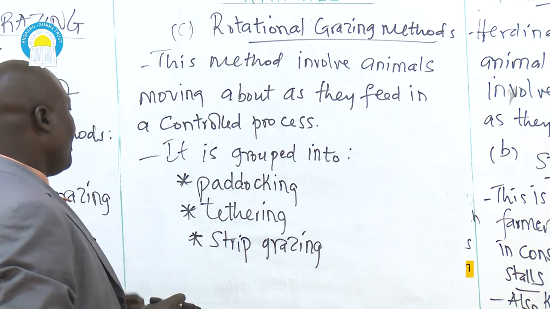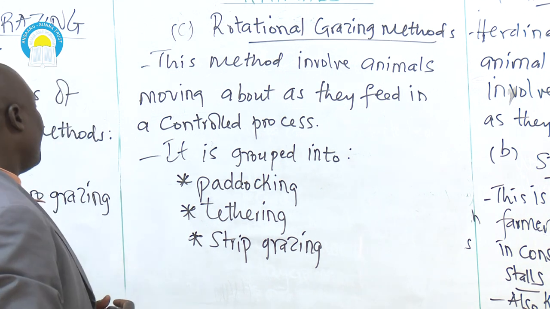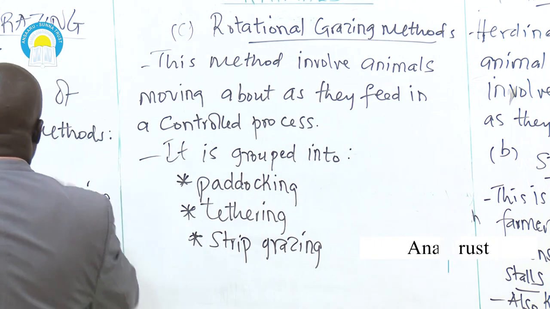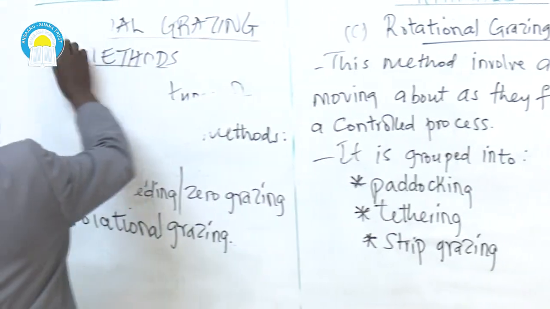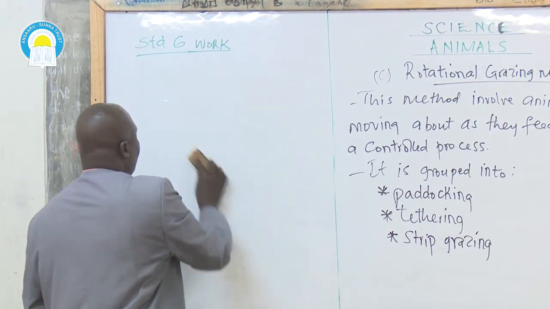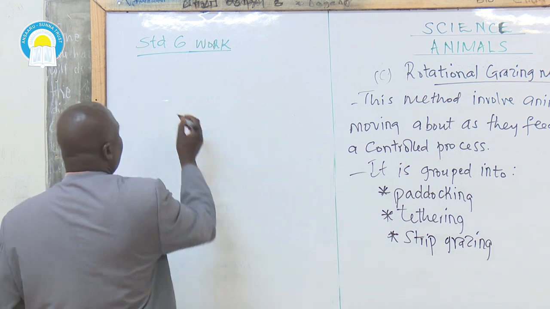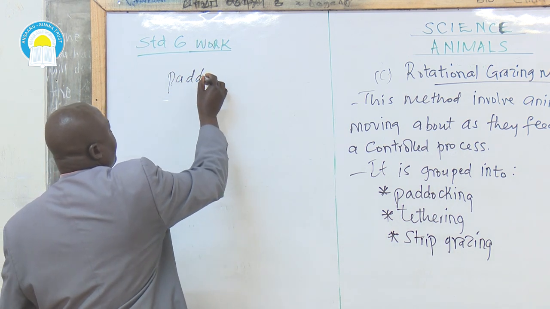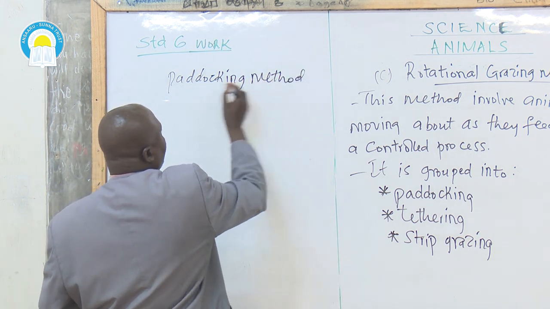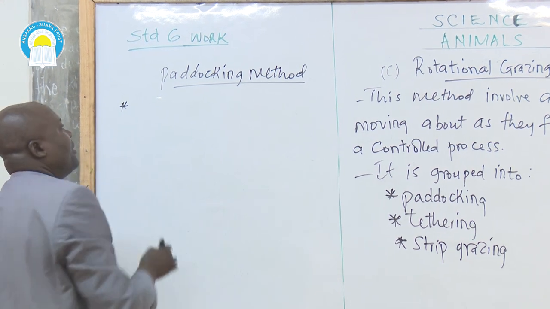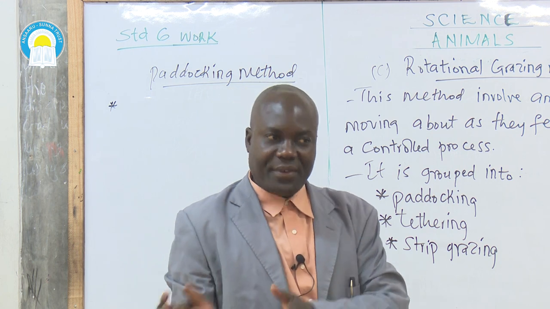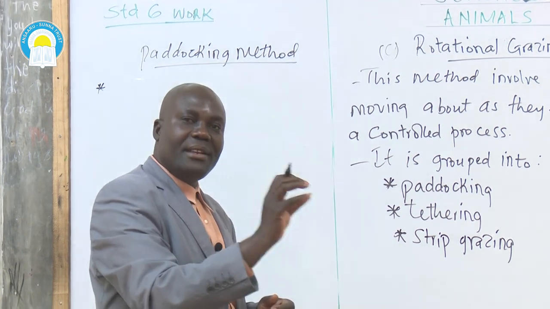So these ones here, they also have ways how they are done and how they differ. So let's look at what you call buttocking in a very short way. Buttocking here. So when you start with the buttocking method, one, you find that this method is carried out in a fenced farm with subdivided sections.